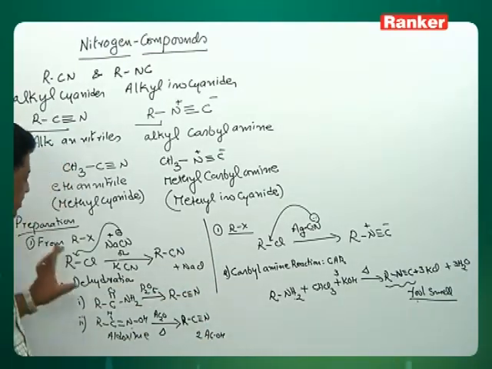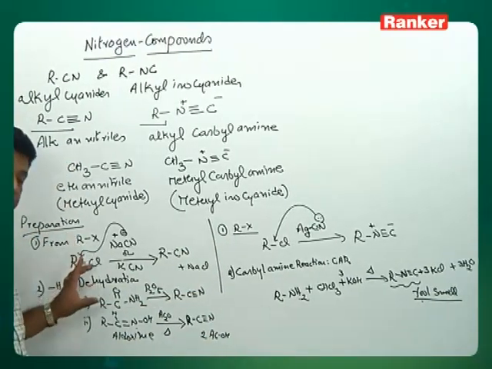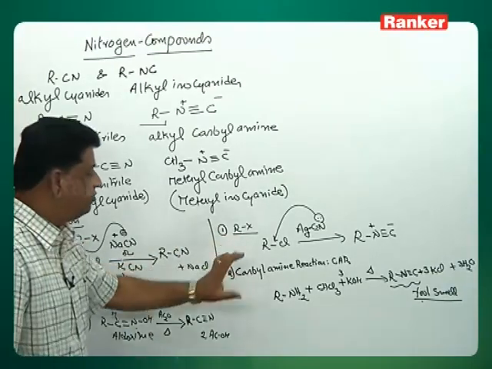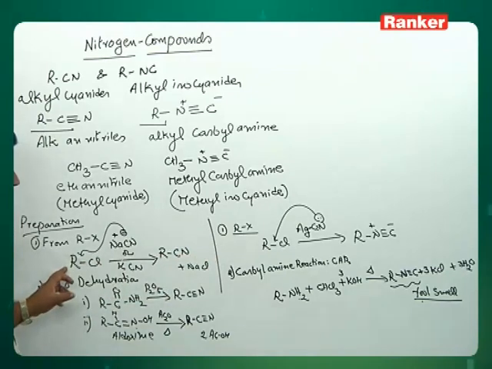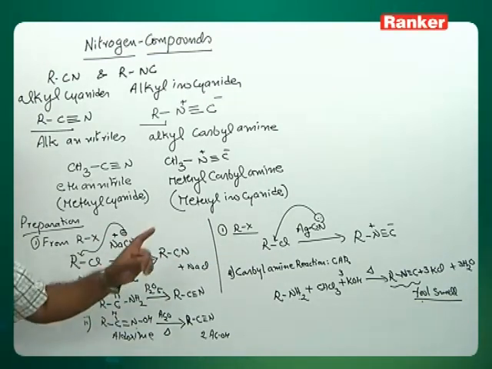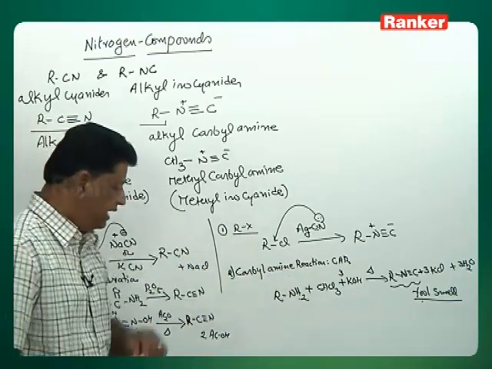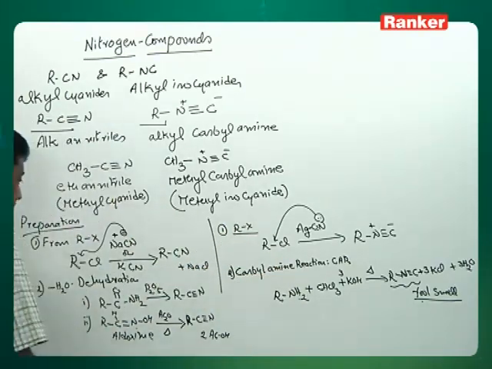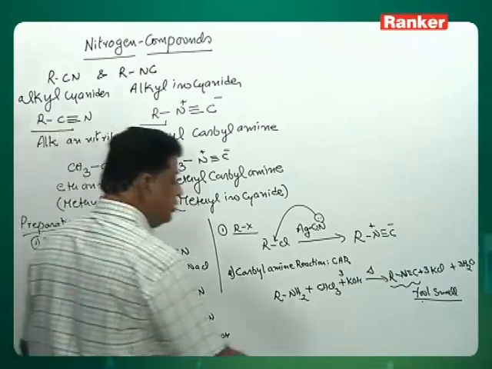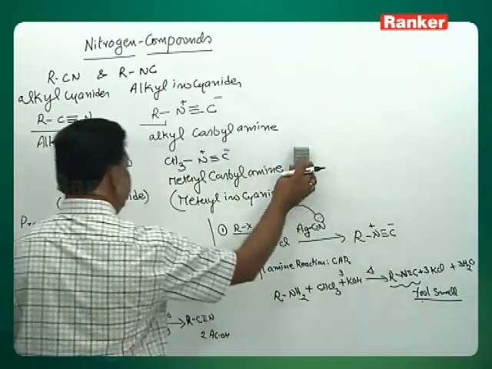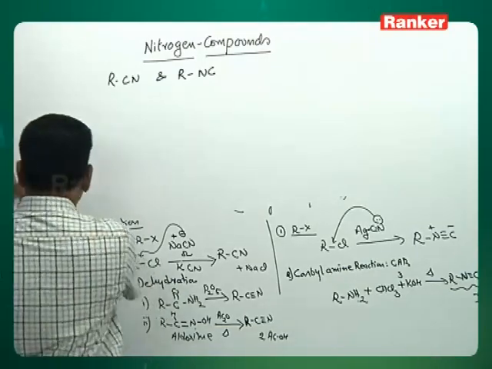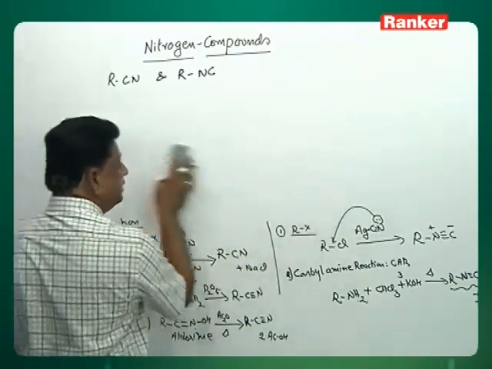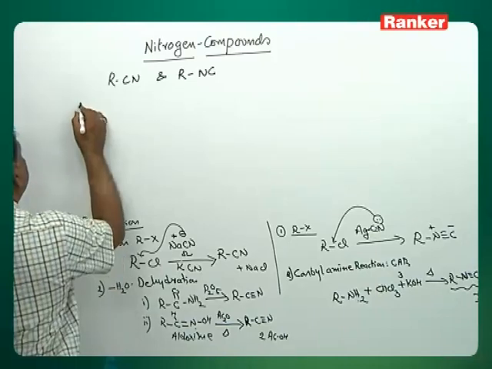So there are two methods for cyanide preparation and two methods for isocyanide. One method is common to both: alkyl halides with sodium or potassium cyanide will give cyanide, and with silver cyanide will give the isocyanide. In a similar way we can take one or two properties of the cyanides and isocyanides. It's a very small topic, with two preparations and two properties being enough.